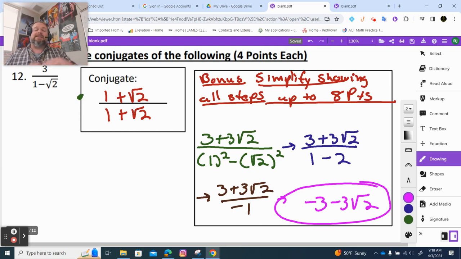It says up to 8 points. So you can get credit even if you don't get the actual answer right, and you do up to stuff right, you can get possible points up to that. So, try. You never know.